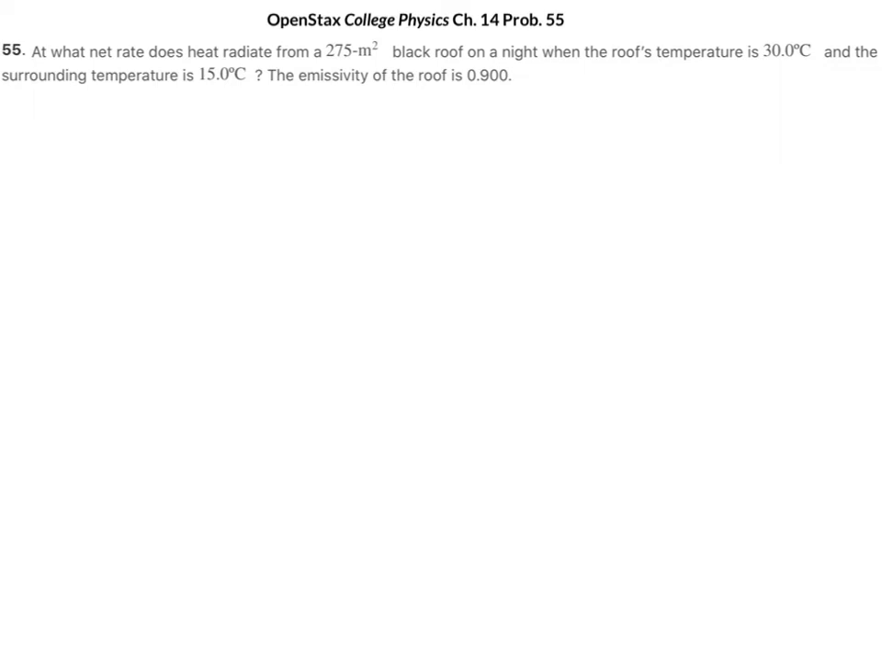Let's look at OpenStax College Physics, Chapter 14, Problem 55. At what net rate does heat radiate from a 275 square meter black roof on a night when the roof's temperature is 30 degrees Celsius and the surrounding temperature is 15 degrees Celsius? The emissivity of the roof is 0.9.